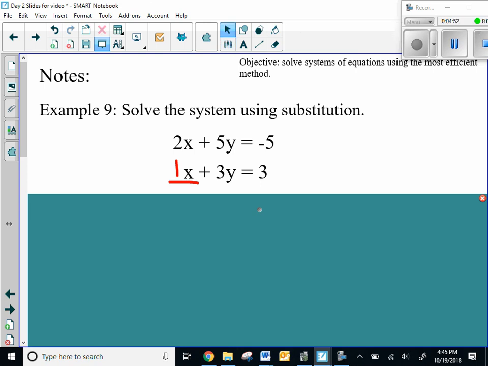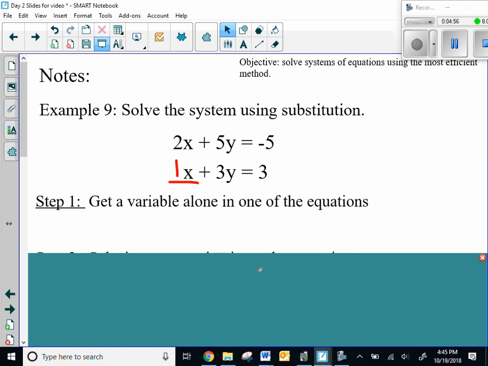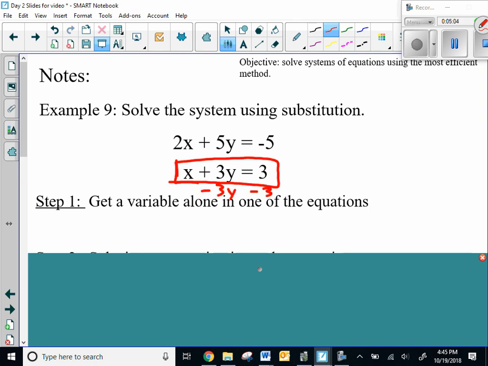And that is actually our first step. You want to get a variable alone in one of the equations. So since that x, right, is already almost alone, let's get that x alone. And all we have to do that is subtract 3y from both sides. So we'll have x equals 3 minus 3y.